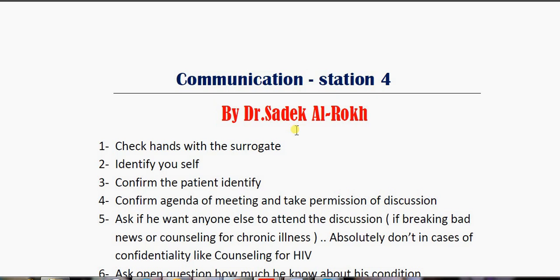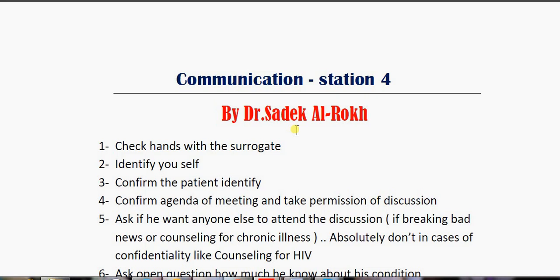So you have to read the scenario in detail, and you have to focus on every word in the scenario. You have to keep the patient's name because you are going to identify the patient, and you have to keep your role in the case. Are you a senior house officer or are you a medical registrar?